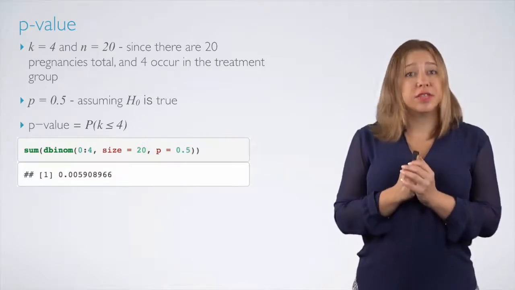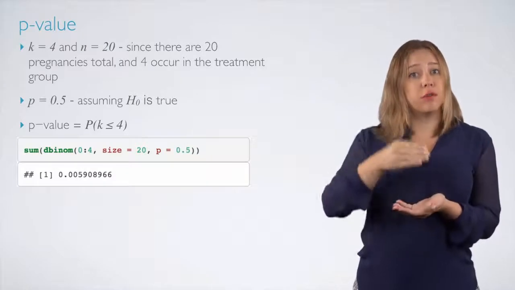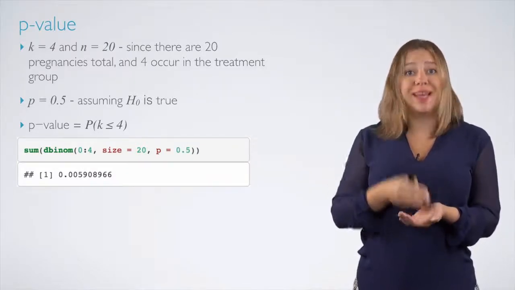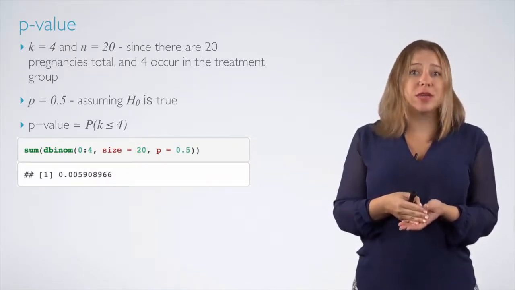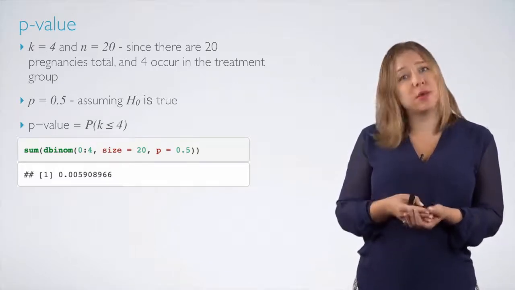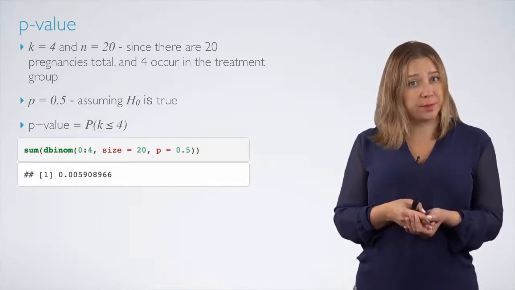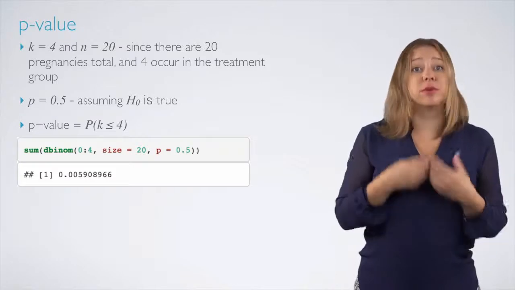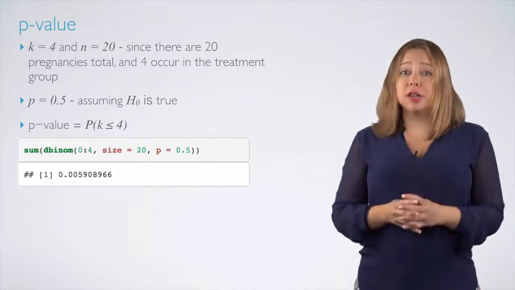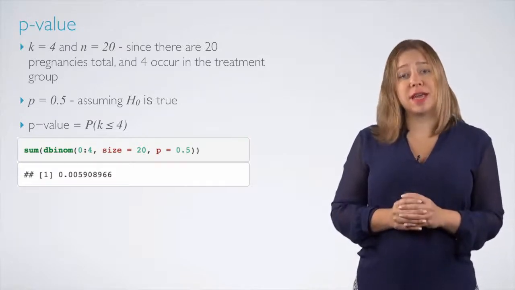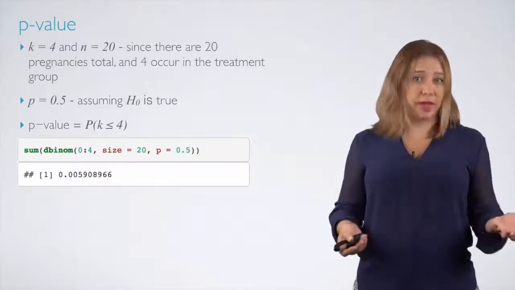This means that the chances of observing 4 or fewer pregnancies in the treatment group, given that pregnancy was equally likely in the two groups, is approximately 0.0059. With such a small probability, we would reject the null hypothesis and conclude that the data provide convincing evidence for the treatment being more effective than the control.